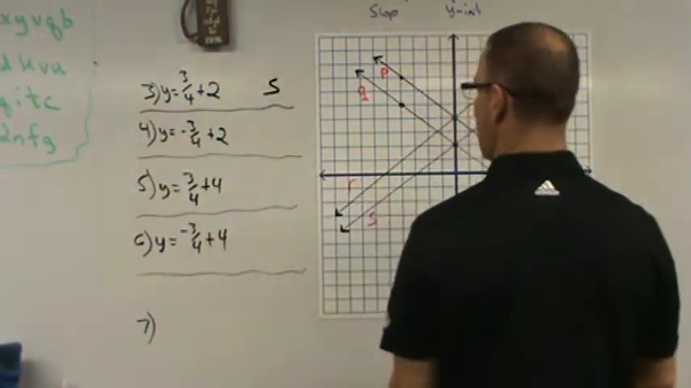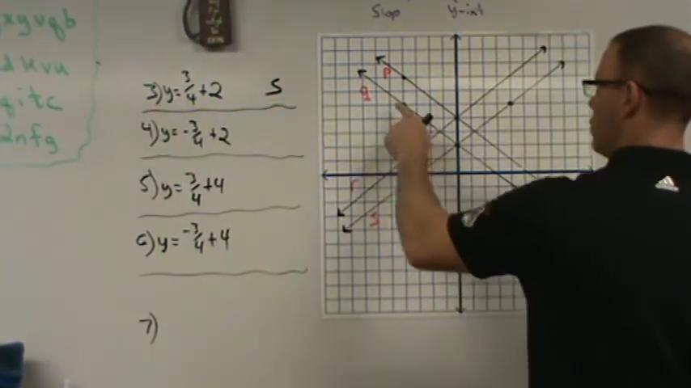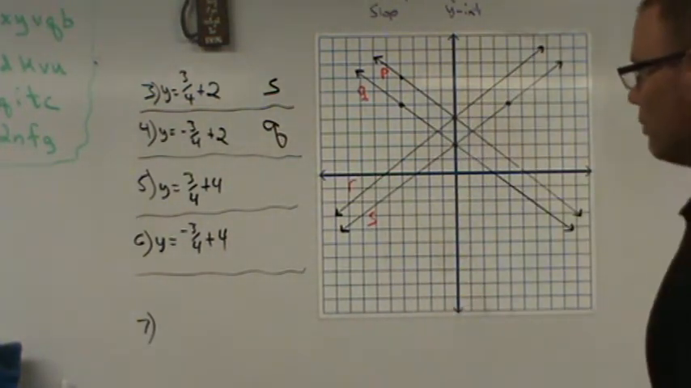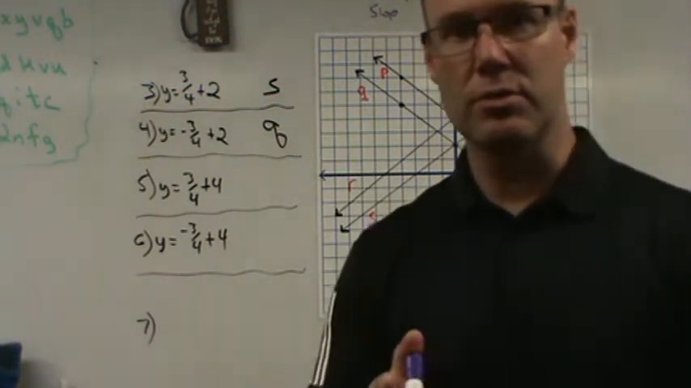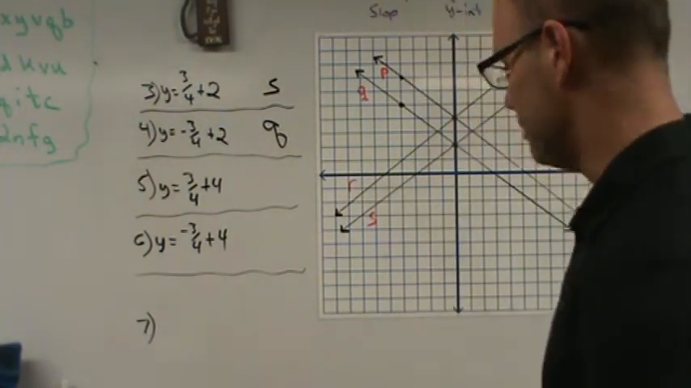Number 4, negative slope. Got to be P or Q. Crosses the y-intercept at 2. Has to be Q. Do the other 2 and pause, and I'm going to give you a second to do so and come back and I'll answer question number 7. So pause.